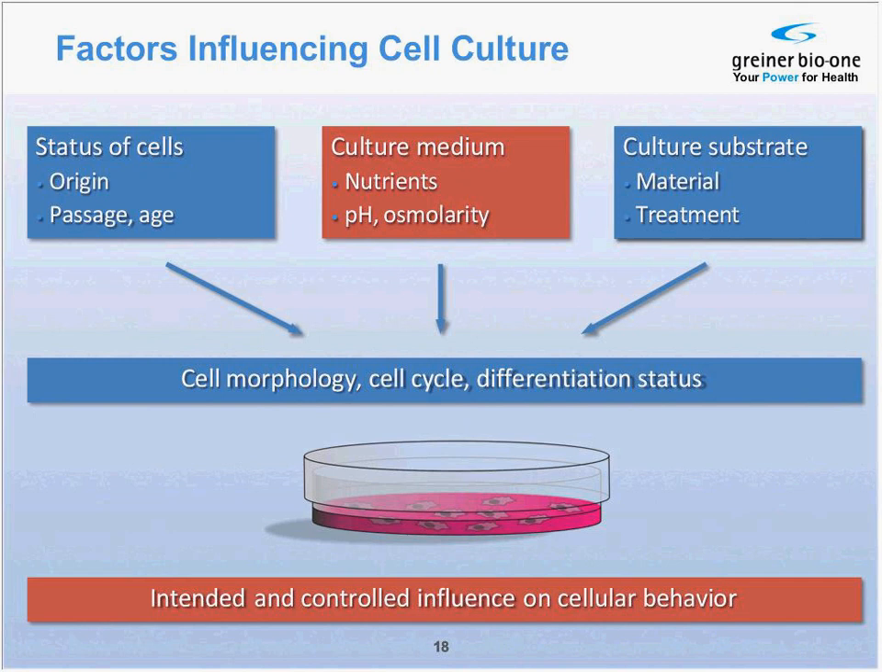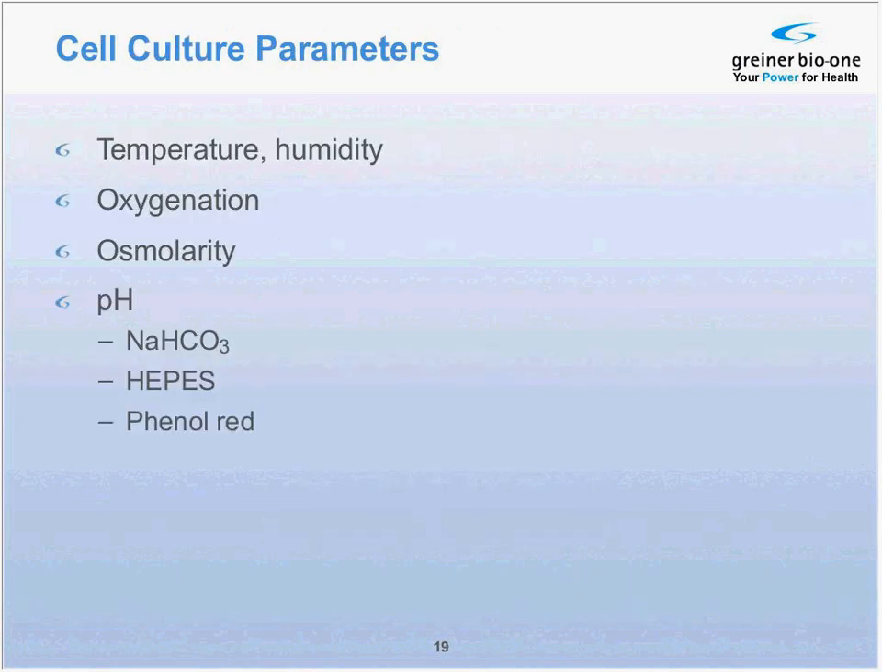We will see which physiological parameters contribute towards a controlled environment for the cells. All biological processes are temperature dependent, and for eukaryotic cells, 37 degrees Celsius is the optimum temperature with regard to their enzymes. Cells are usually grown in a fully humidified atmosphere in the incubator to avoid any detrimental evaporation effects.